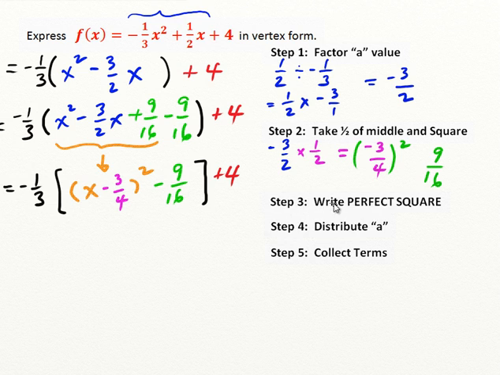So we've taken care of writing the perfect square. The perfect square is that x minus 3/4 squared. There's the perfect square. Okay.